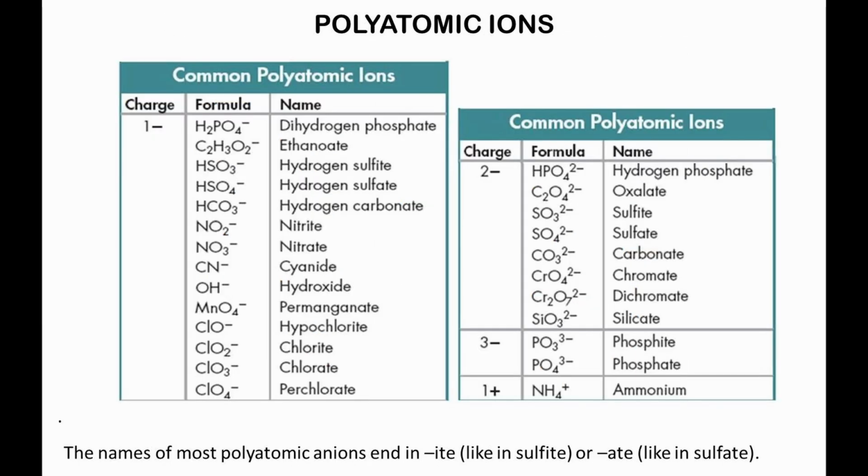A polyatomic ion is composed of more than one atom. In the table shown, some common polyatomic ions are shown. The names of most polyatomic anions end in ite, like in sulfite, or ate, like in sulfate. The ite ending indicates one less oxygen atom than the ate ending.